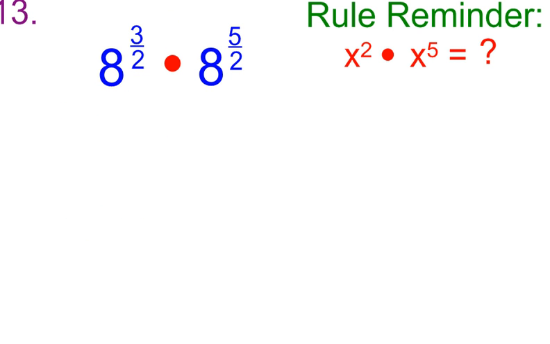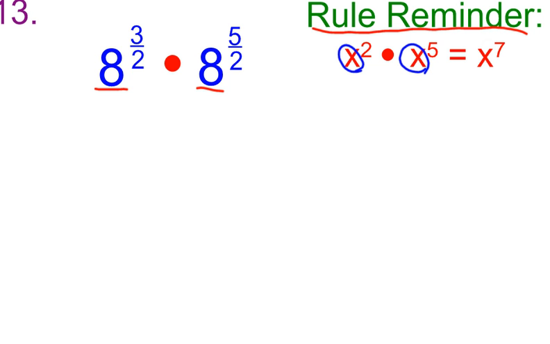Number 13 then, my rule reminder you'll see here, x squared times x to the 5th. Remember, if we have the same base, this is considered my base, the x. If my bases are the same when I multiply, I can go ahead and just add the exponents. That's what I would want to do with this problem. My bases are the same.